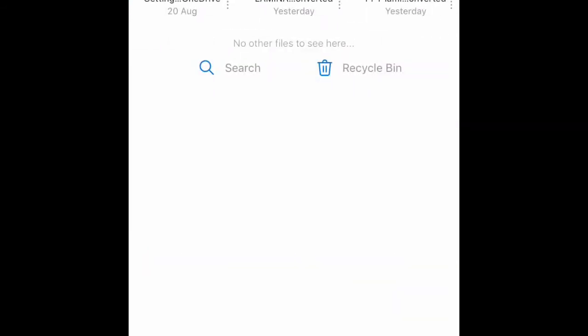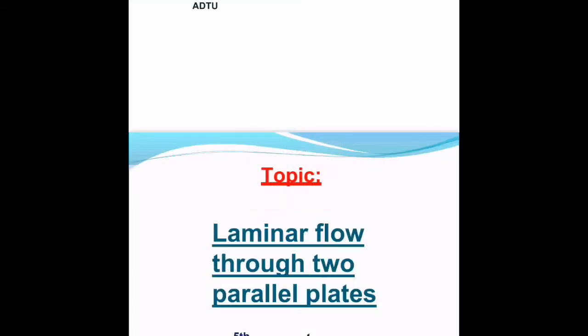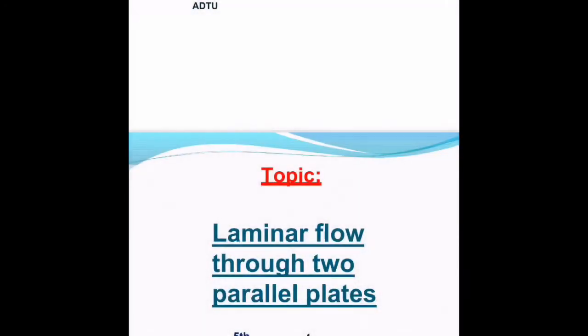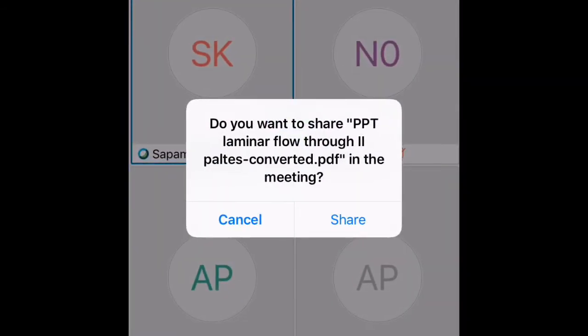So let me share my screen and let me know whether it is visible to you. My screen is visible.